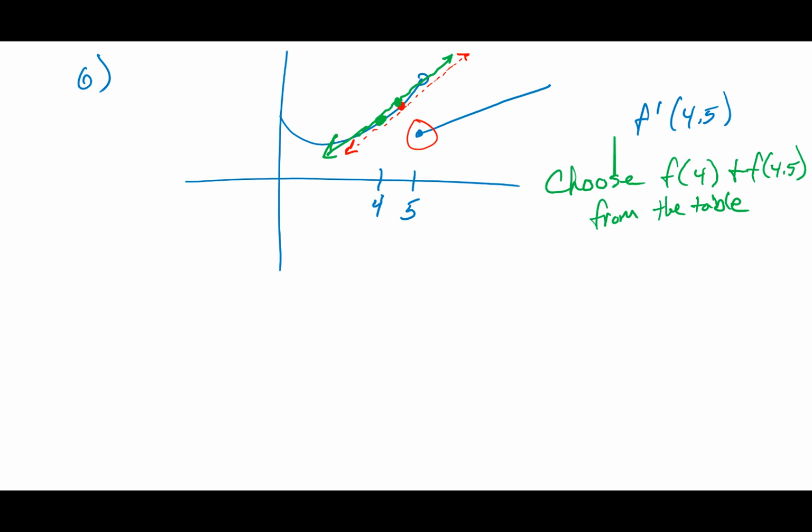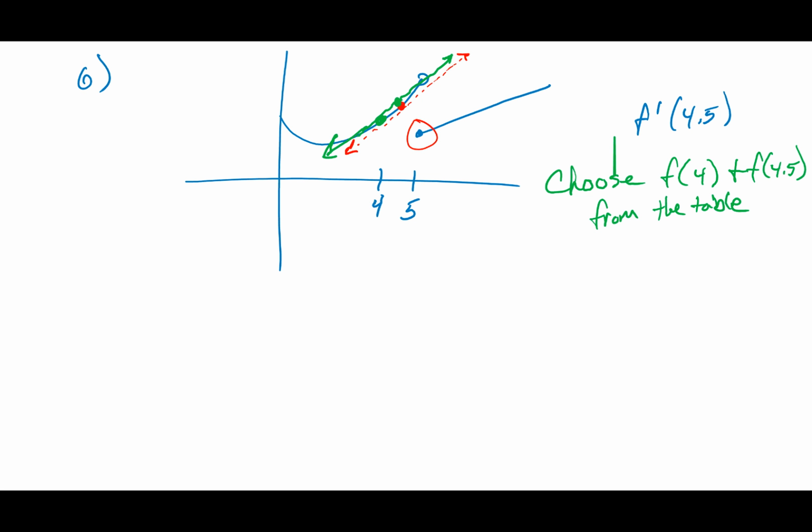We don't want to choose f of 5 because f of 5 drops us down to that lower line, and that's not an accurate representation anymore. So we want to choose 2 points near it that make sense. So 4 and 4.5 are in the table, and we can go from there. So when we do this one, we end up with 1.32 when we chose those 2 values.